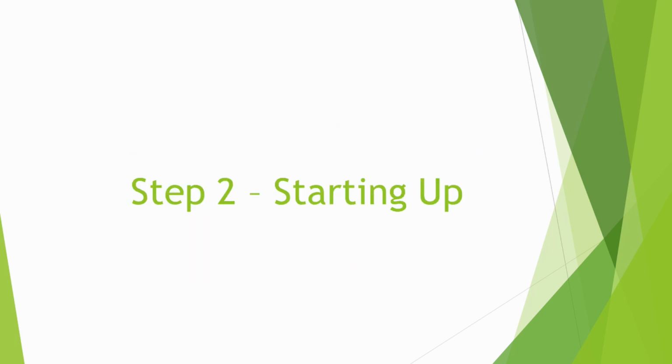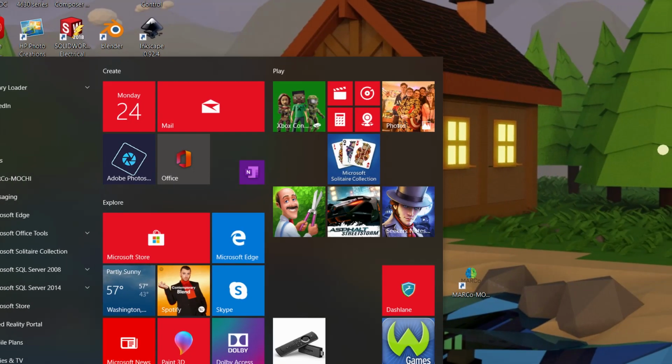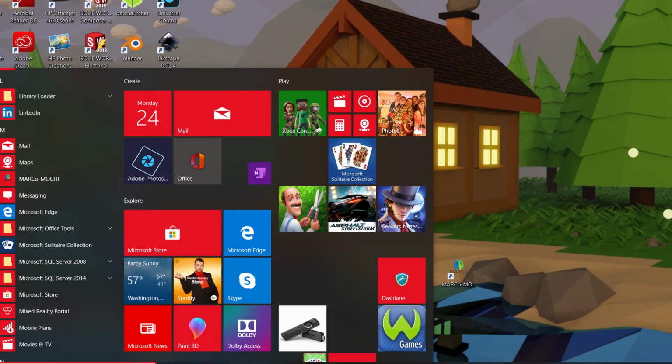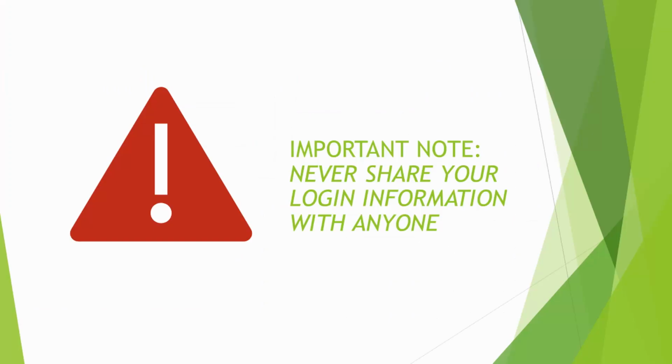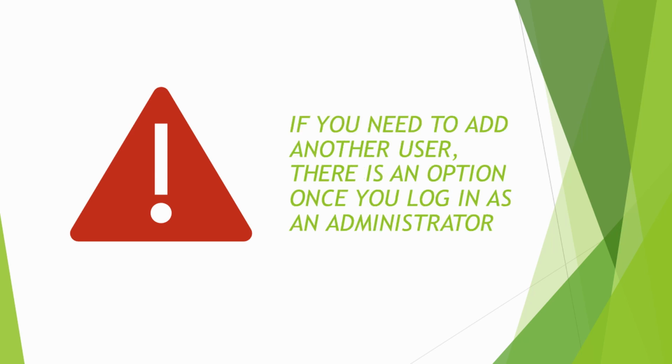Step 2. Starting up. Once MOCHI has been downloaded, you should see an app icon for it on your desktop or start bar. Click on it to open. Once you get to the login screen, enter the administrator login information that was provided to you with the download link to MOCHI. Do not share the admin login with anyone. If you need to grant login permissions to another user, there will be an option to register new users.